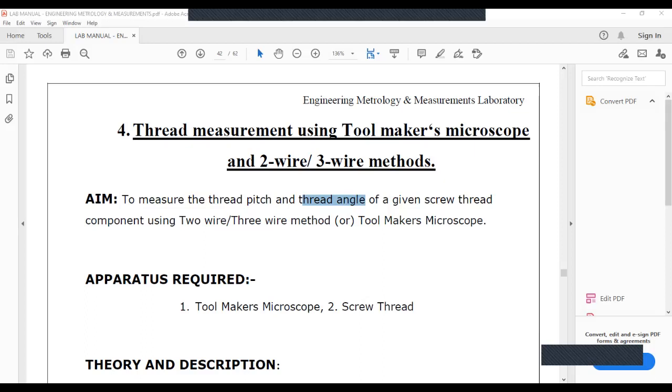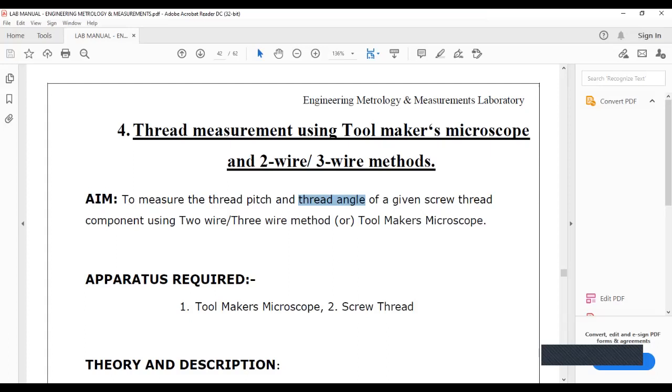So here, our major intention is to find out the thread parameters. Among them, we are interested in finding the thread pitch and thread angle. In the previous experiment, we observed how a gear tooth vernier caliper is helpful for us. Within that, we considered a gear with nomenclature like addendum, dedendum, tooth thickness, pitch value and pitch circle diameter. Like this, we observed some terminologies in the second experiment.